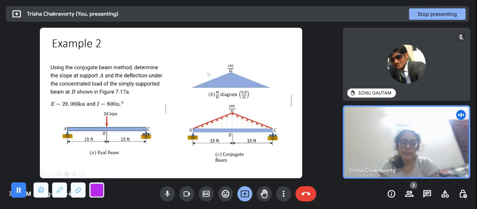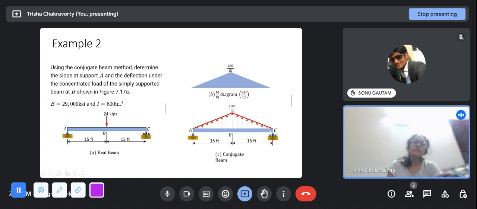At this point, it will be maximum 180, and we divide it by EI to get the M by EI diagram. And this one is positive. This is sagging moment. Sagging moment means that it makes a structure bend like this, like a clothesline or something. This is the applied moment. Since it is positive sagging moment, this is an upward load. This is an upward triangular load.